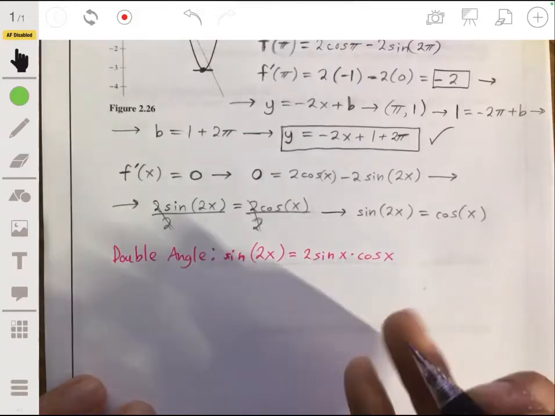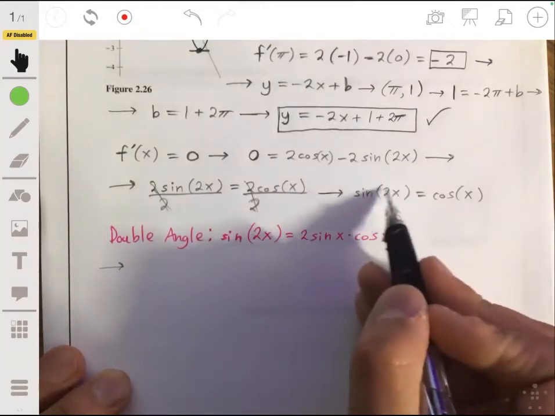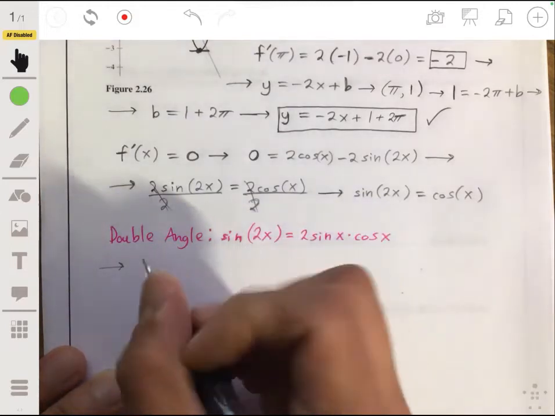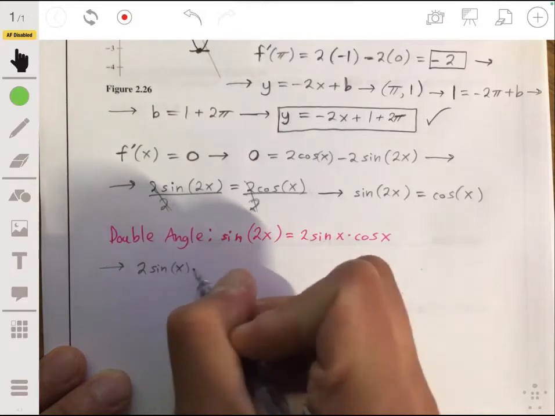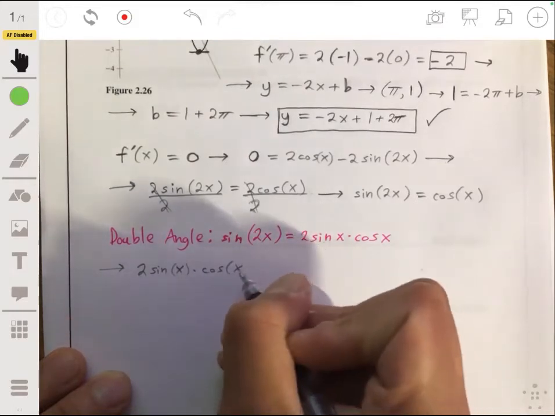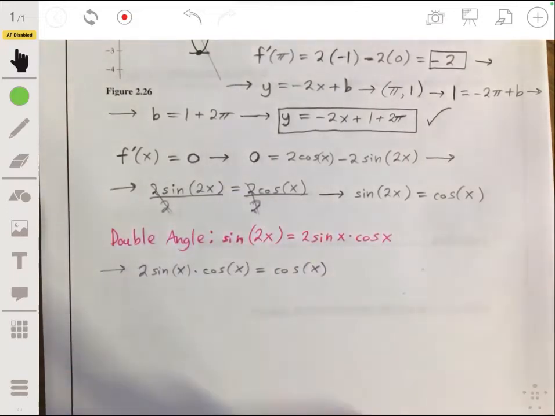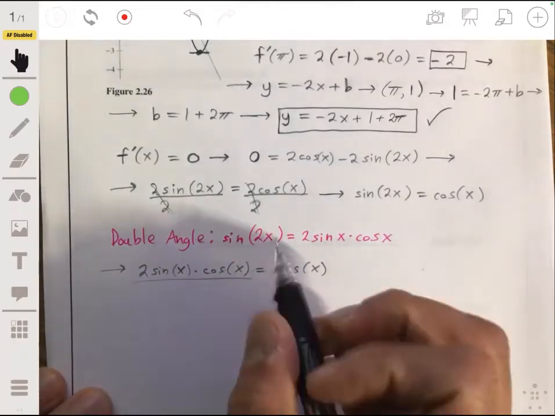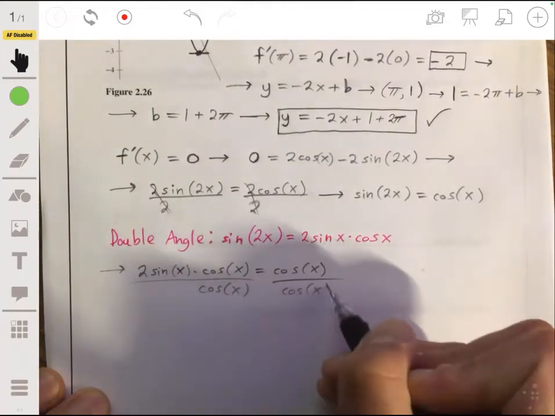Anyways, the way we're going to use this is that instead of this being the sine of 2x, we're going to make it 2 times the sine of x times the cosine of x. So 2 times the sine of x times the cosine of x is equal to the cosine of x. And the reason we do that is because you can divide both sides by the cosine of x, and that will cancel those terms out.